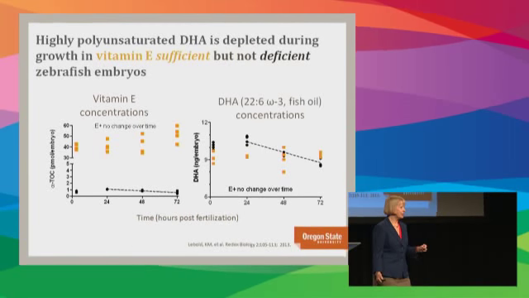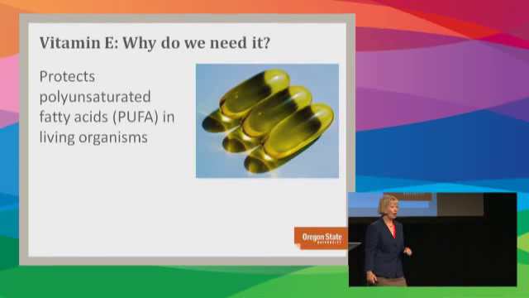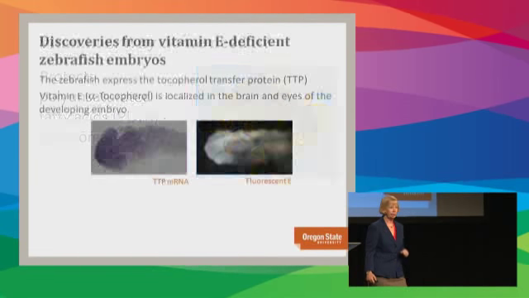If we look at DHA, that polyunsaturated fish oil, these fish actually make their own, and you can see the mother is really trying very hard. Those black dots are the E deficient ones. The E deficient eggs actually have more DHA, but they decrease over time, and that's why we think the zebrafish gets into trouble. So, polyunsaturated fatty acids are protected in vivo by vitamin E.